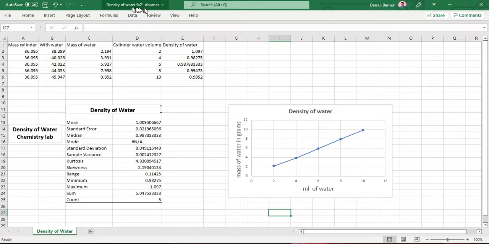Notice that I have density of water, Fall 21 D Barnes. I have my name listed here. I have a tab density of water noted here.